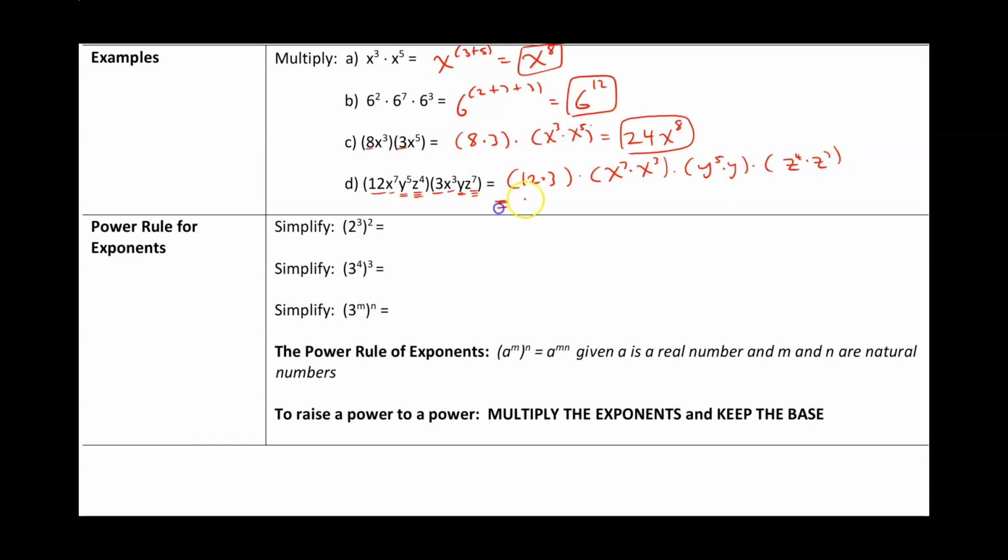Now we have 12 times 3, which is 36. x to the 7th times x to the 3rd, that's going to be x to the 10th. y to the 5th, if there's no exponent, it's like an invisible 1. This gives us y to the 6th. And then you have z to the 4th times z to the 7th. So if you add 4 plus 7, that's 11. This gives us z to the 11th.